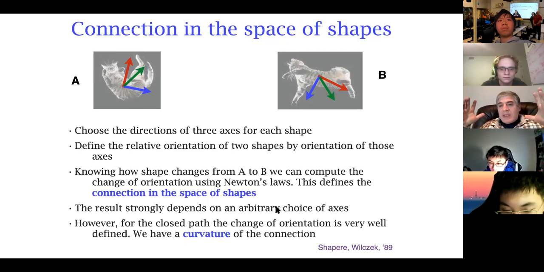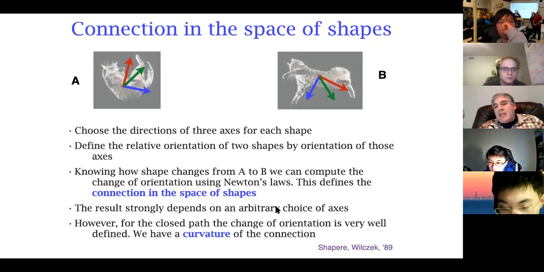Think about the space of all possible shapes of a given cat. This is an infinitely dimensional space. It's not one, not two, not three-dimensional. There are not one, not two, not three parameters which define shape, but many. So it's like an infinitely dimensional space. In that space, a path means a particular sequence of shapes of the cat.